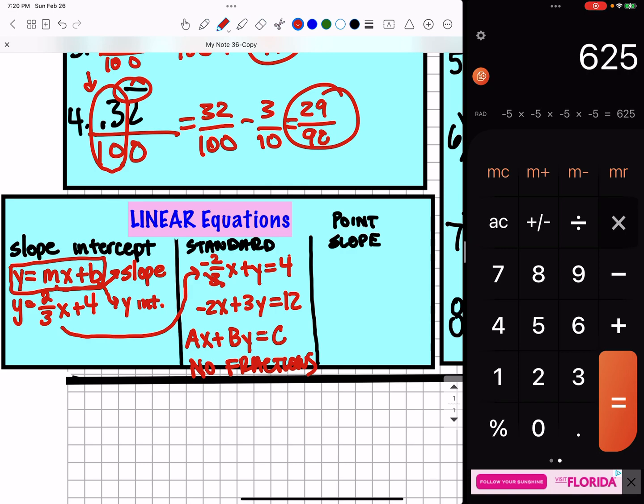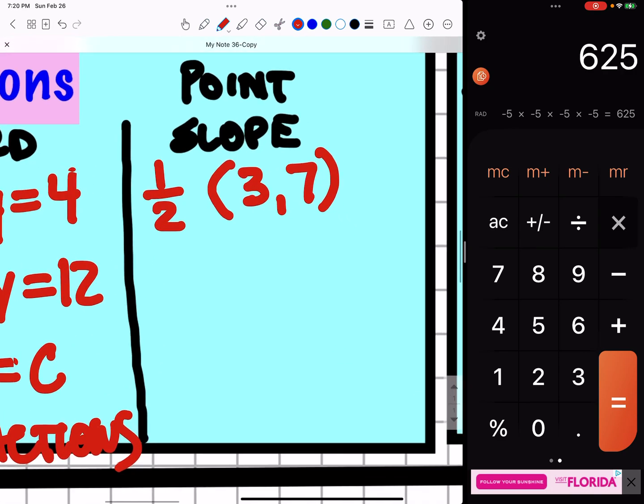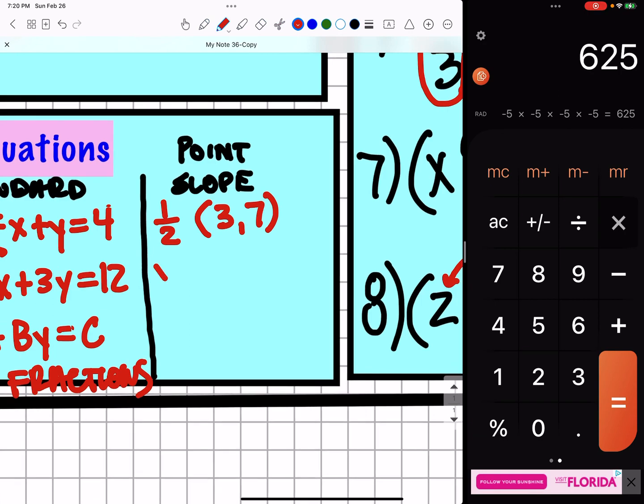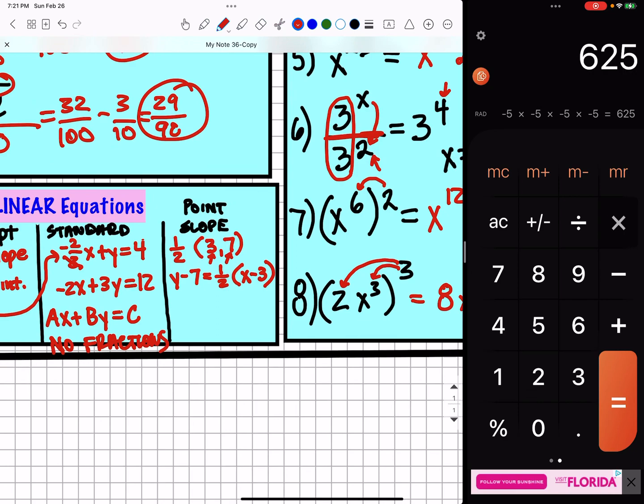Now, let's say I know the slope of a line is 1/2 and it goes through the point (3, 7). That's enough information to write an equation. What that would look like is you go y minus whatever the y is. So right here it's 7. y minus 7 equals, you put the slope in, and you put x minus whatever the x is, and the x is 3. So we say x minus 3, and we're done. There's an equation of a line. Perfect.